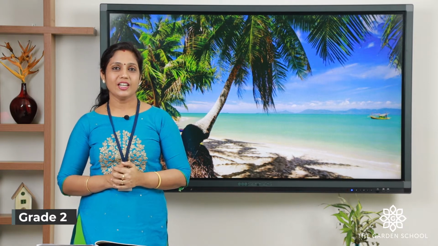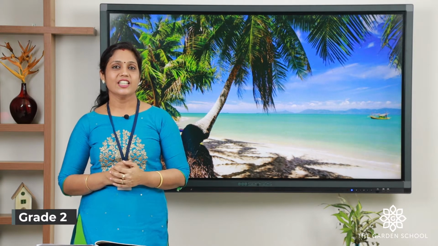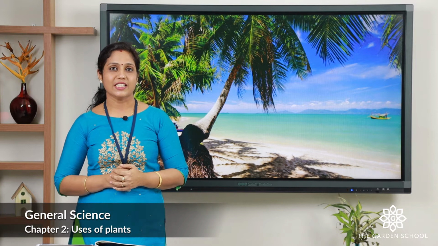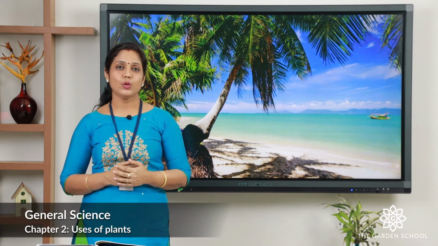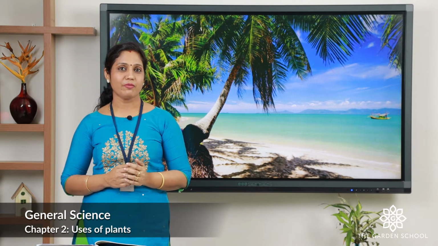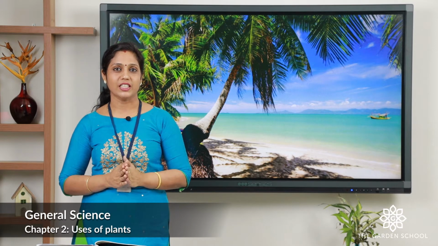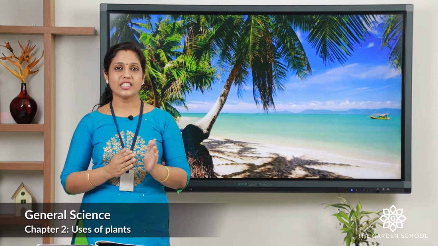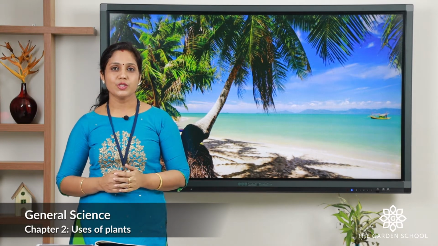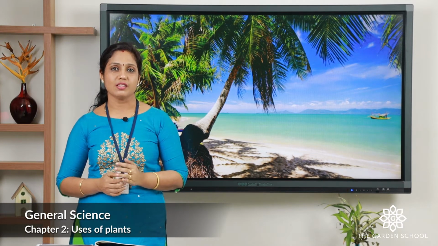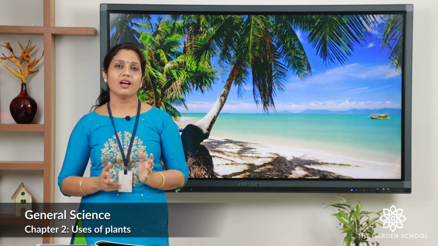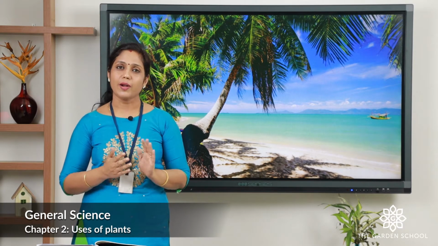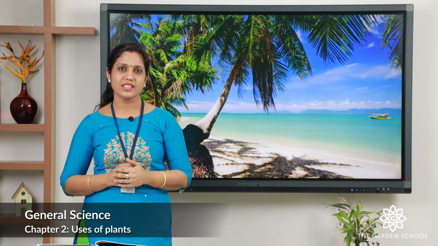Today we are going to learn a new chapter in science, chapter 2, uses of plants. In the last chapter, we learned about the different types of plants and the different parts of a plant. Hope you all have completed the exercises of the previous chapter. Now let's move on to a new chapter, uses of plants. So what are the uses of plants? Are plants useful to us in any ways?